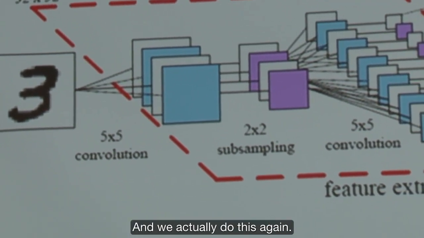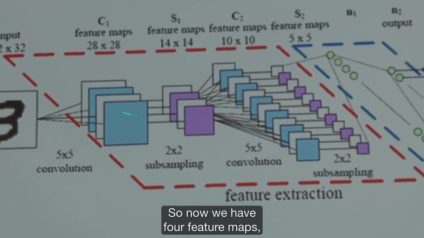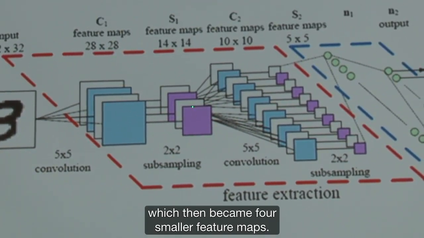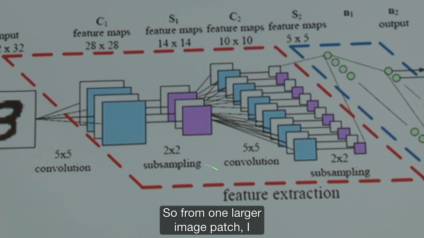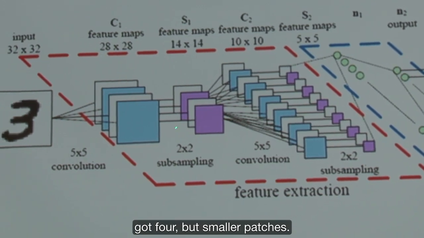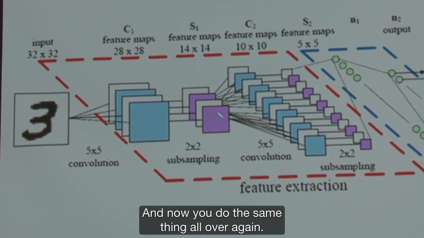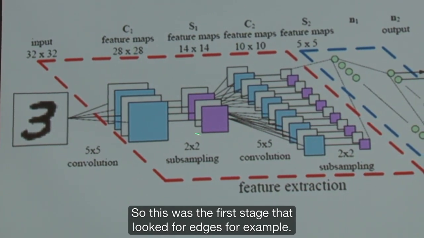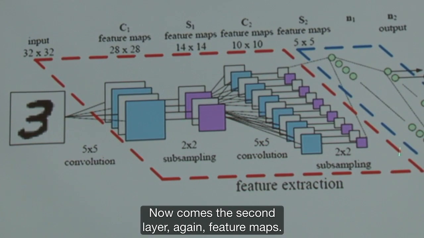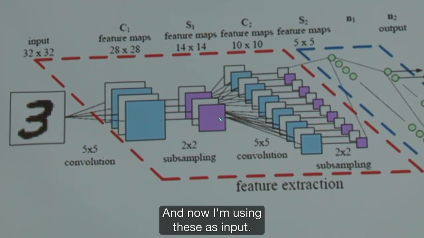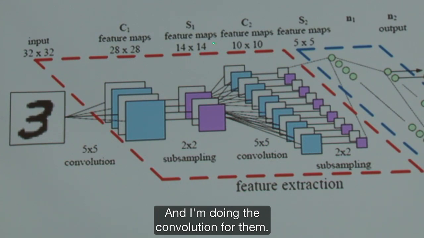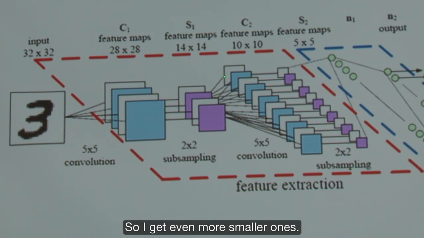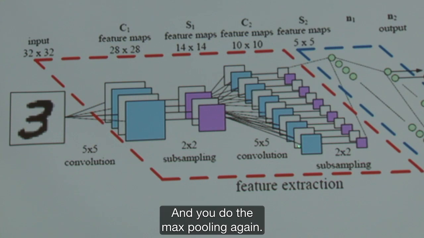And we actually do this again. So now we have 4 feature maps, which then became 4 smaller feature maps. So from 1 larger image patch, I got 4, but smaller patches. And now you do the same thing all over again. So this was the first stage that looked for edges, for example. Now comes the second layer, again feature maps, right? And now I'm using these as input. And I'm doing the convolution for them, so I get even more smaller ones. And you do the max pooling again.